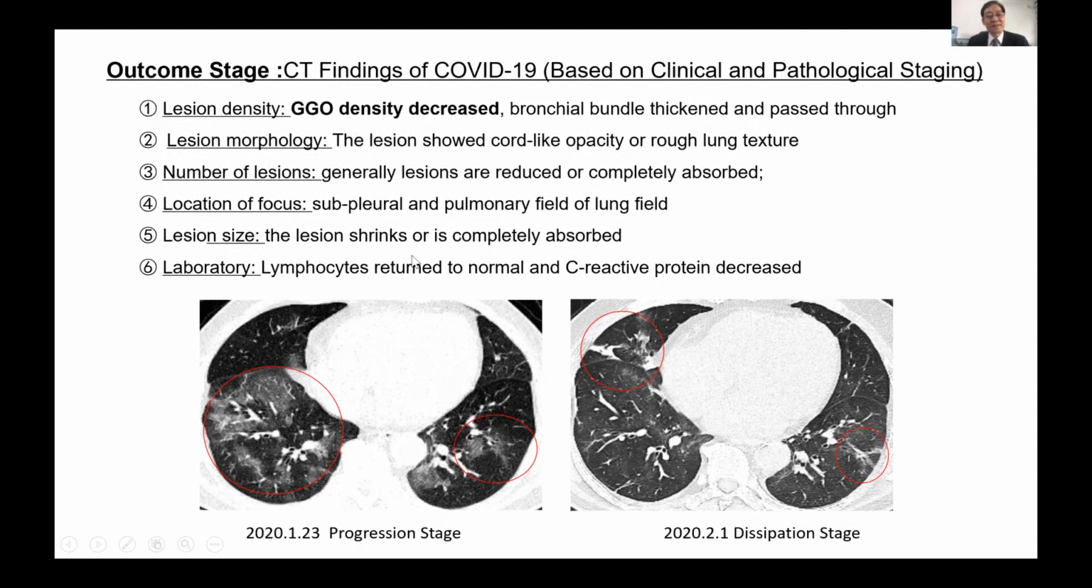The lesions are completely absorbed. Laboratory: lymphocytes return to normal and C-reactive protein decreased. It's the progression stage. After treatment, you can see the dissipation stage.